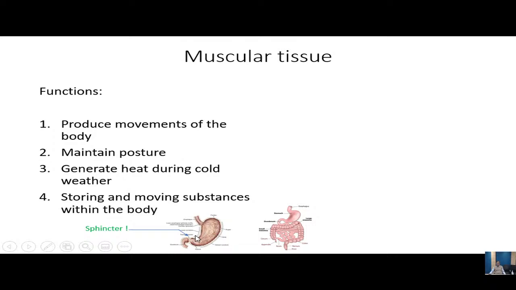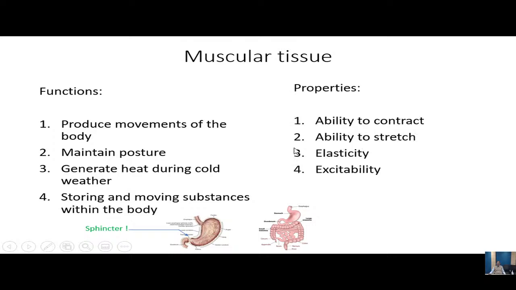And it helps in the storage of the food within the stomach till it is properly churned, broken down into small particles, and mixed with the various enzymes. So storing and moving substances within the body, smooth muscle fibers within the stomach and the intestines undergo peristalsis, as a result of which the food material is gradually moved distally. So these are the functions of the muscular tissue.